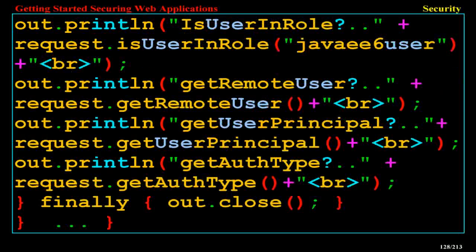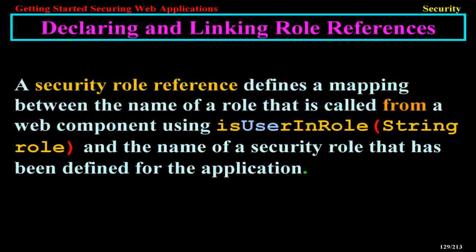out.println("isUserInRole: " + request.isUserInRole("JavaServerUser") + "<br/>"); out.println("getRemoteUser: " + request.getRemoteUser() + "<br/>"); out.println("getUserPrincipal: " + request.getUserPrincipal() + "<br/>"); out.println("getAuthType: " + request.getAuthType() + "<br/>"); Finally, out.close(). Declaring and linking role references.